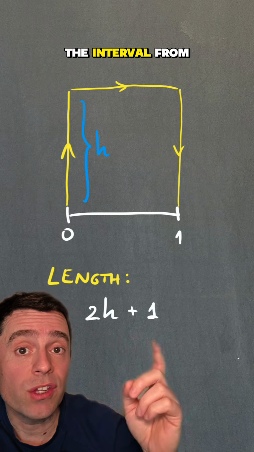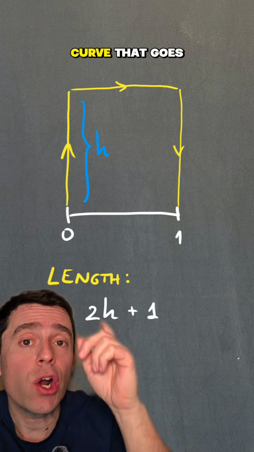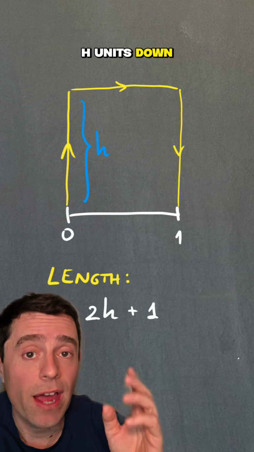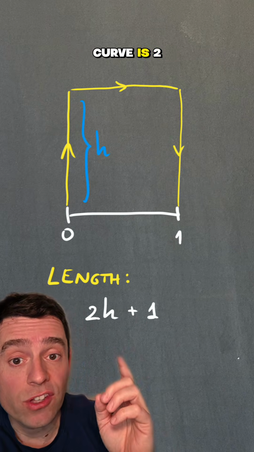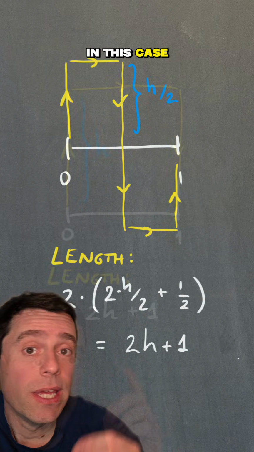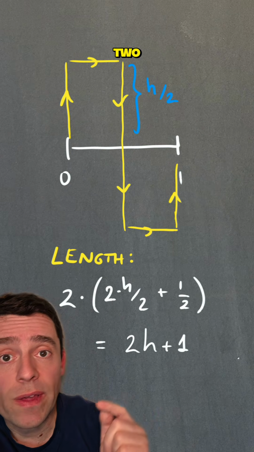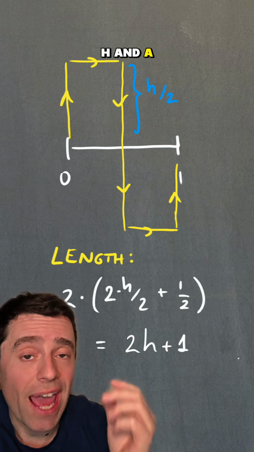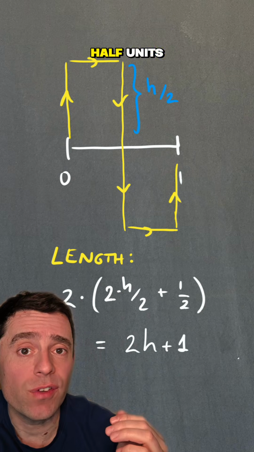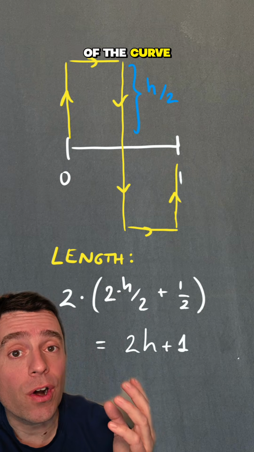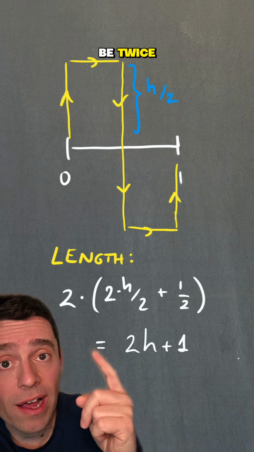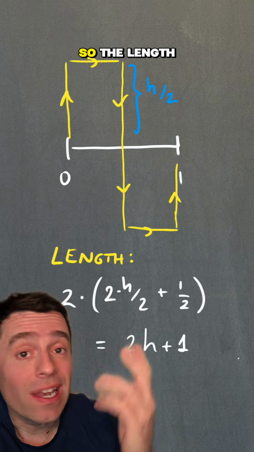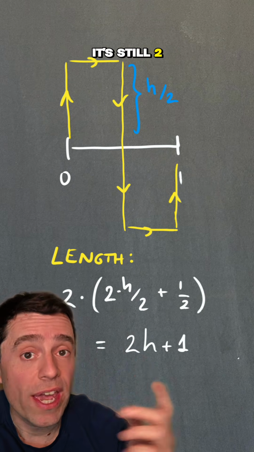So we have the interval from 0 to 1, and then a curve that goes h units high, 1 to the right, and then h units down. So the length of the yellow curve is 2h plus 1 in this case. If we divide the interval in 2, and then we go up and then down, but we only go up by h/2 units and down by h/2 units, then the length of the curve in yellow would be twice 2 times h divided by 2 plus a half. So the length of the curve in yellow is still 2h plus 1.